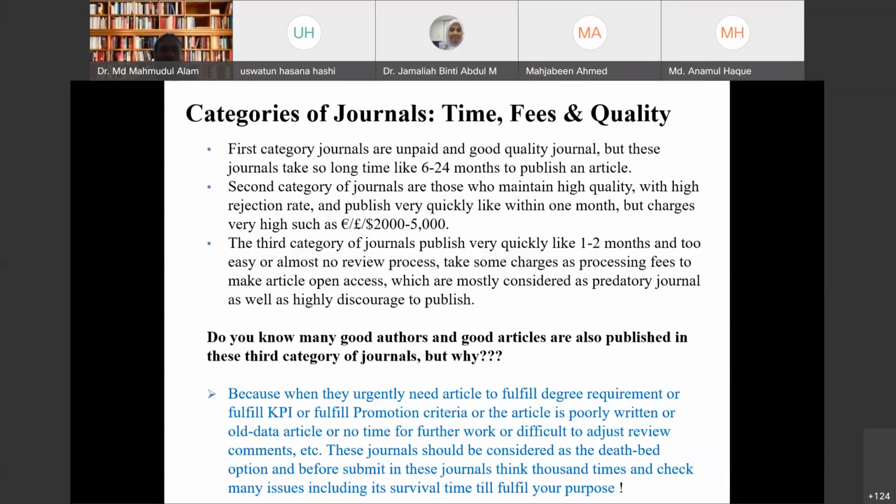And in some cases, the data is old. This is an article from my project or my thesis 5 years ago, 10 years ago. Now nobody likes to publish it. So what should I do? Go to the predatory journals.